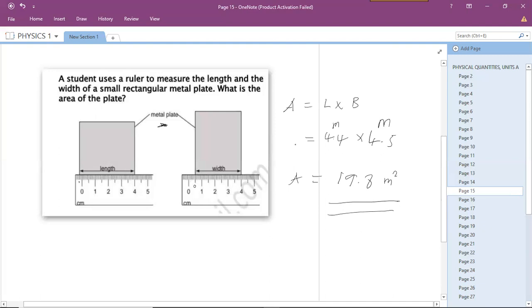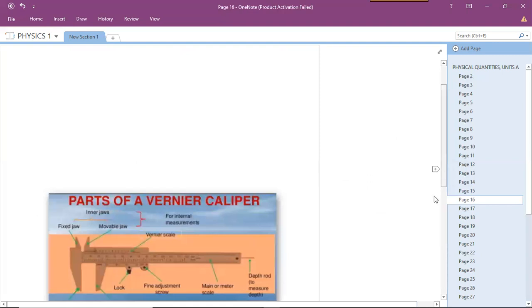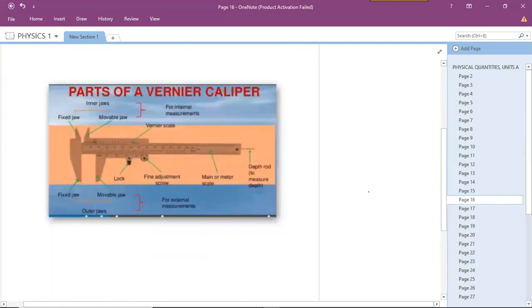So this is an example of how an examiner might bring a question just on a rule. Observe the diagram, try as much as possible to be accurate in terms of observing the reading. You've seen this before, right? Yes. So this is a Vernier caliper.